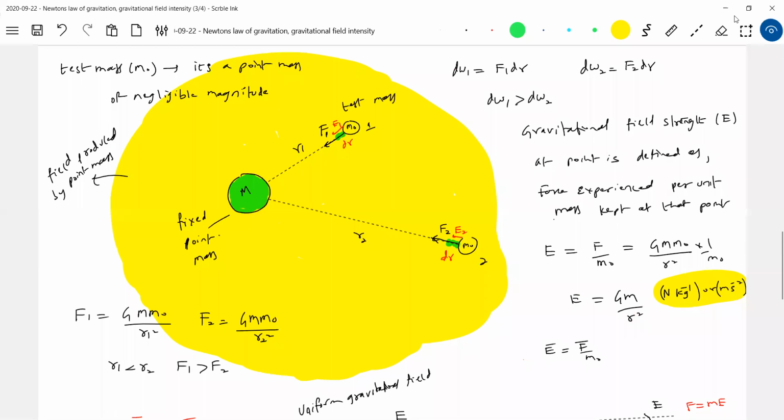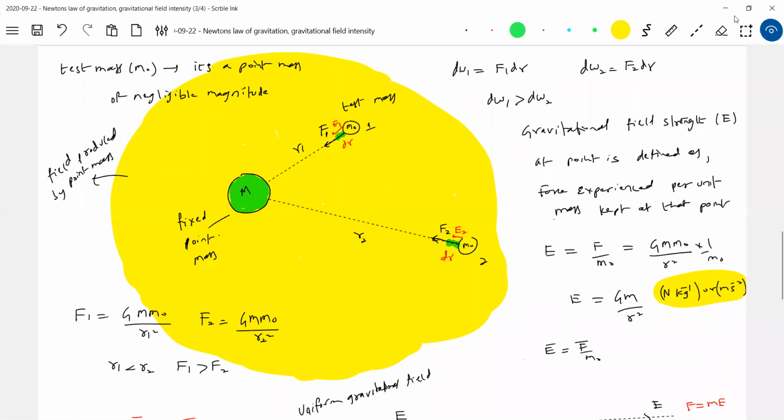Means now this test mass, here I'll keep a test mass, to explain the concept. I made you think like this. If you go by this formula, what does the field, this yellow color region, mean? Till where will it extend? It will extend till infinity.